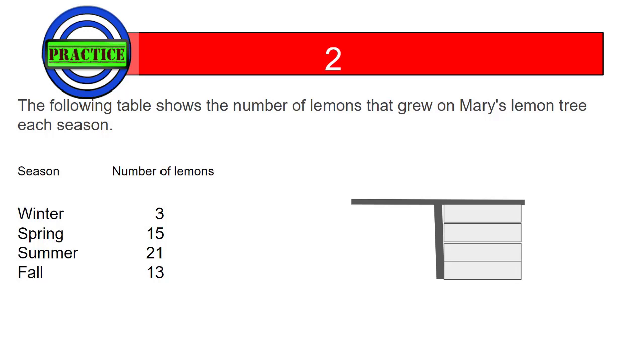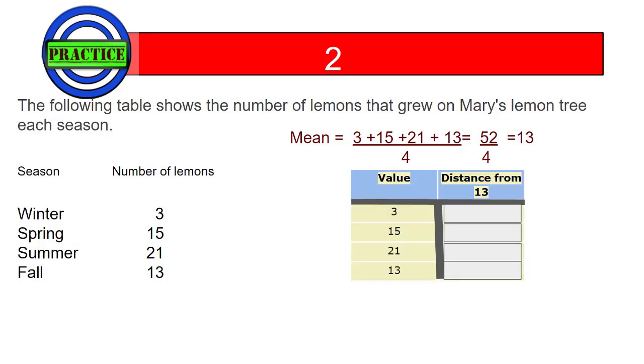The following table shows the number of lemons that grew on Mary's lemon tree each season. So we've got winter, they had 3 lemons, spring 15 lemons, summer 21 lemons, and fall 13 lemons. So first of all, what was our average number of lemons that were grown? So we'll find the mean. How do we do that? We add all 4 of those pieces of data together, which makes 52, and then divide it by 4, which would give us 13.